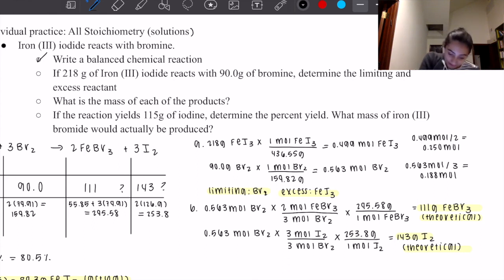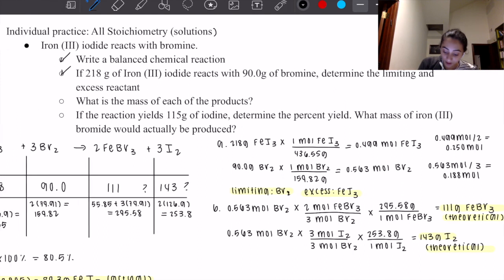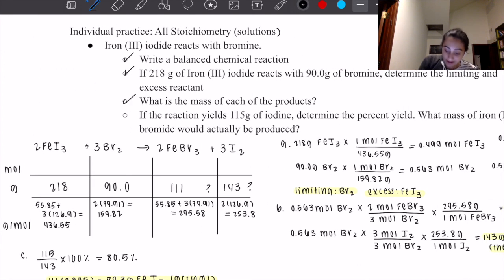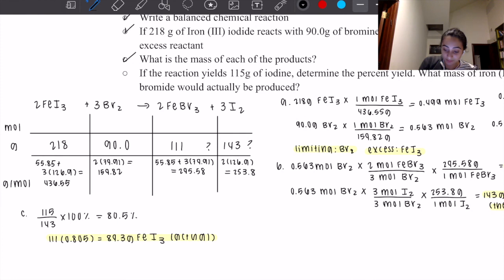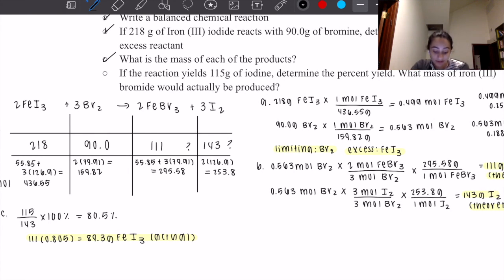So then I can use that for part B. And for part B, I would use the moles of bromine to calculate the mass of FeBr3 and I2 that are both theoretical masses. And remember, I am using 0.563, not 0.188. And then part C says, if the reaction yields 115 grams of iodine, determine the percent yield. So I divided 115, because that is the actual mass, by the theoretical mass, which is 143, and then multiplied by 100 to get 80.5%.